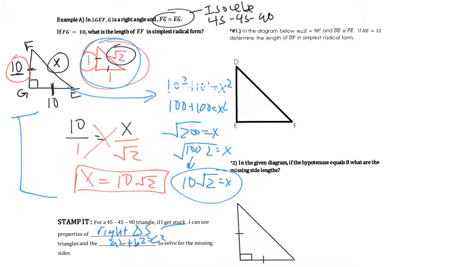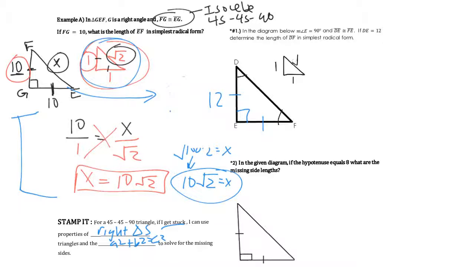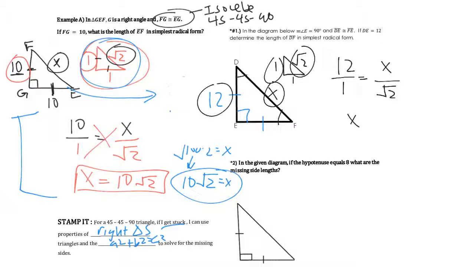All right, so take a second, pause the video, try the one on the right on your own. I'll press play and show you. So if I'm looking at this triangle, right away I see it's isosceles, right? So I know it's a 45, 45, 90 triangle. So my rule is 1, 1, radical 2. So if I do 12 over 1, I'm trying to find this side, equals x over radical 2, because those match up. X equals 12 radical 2.